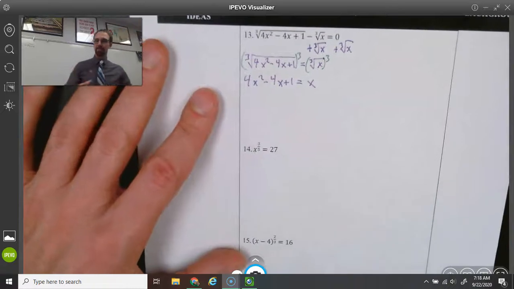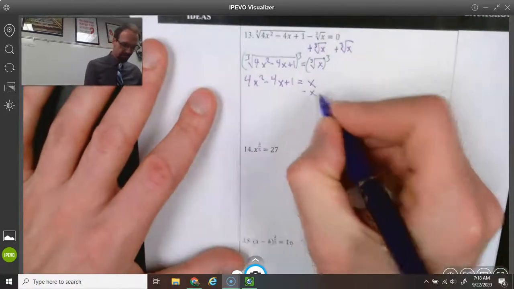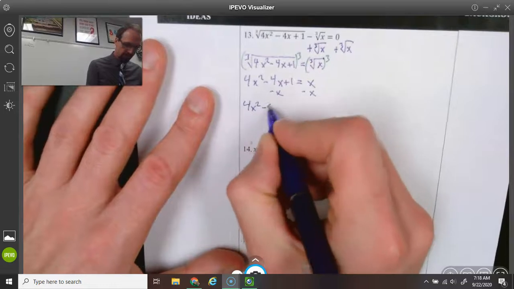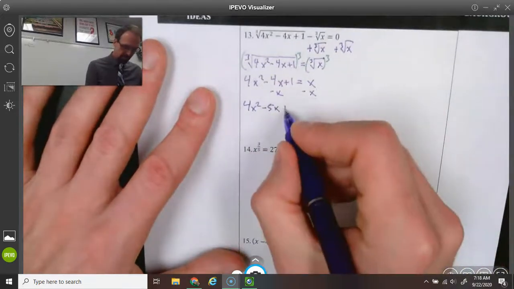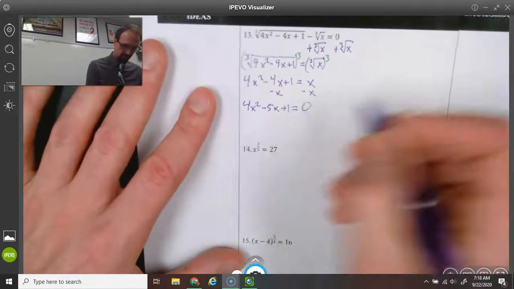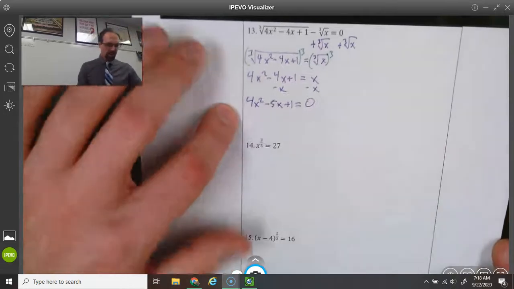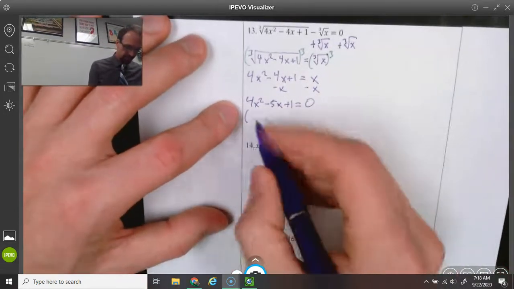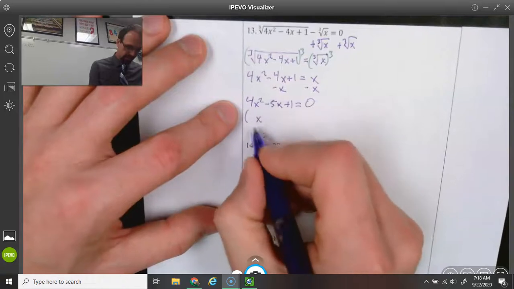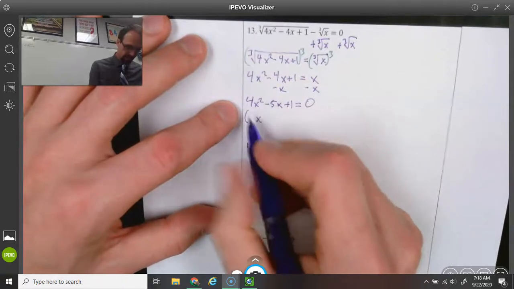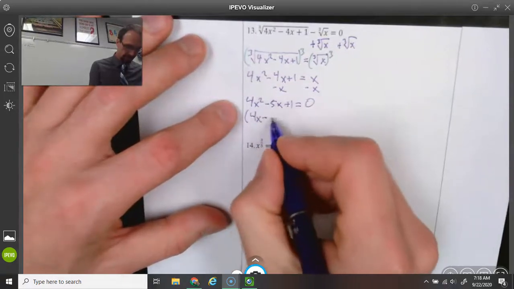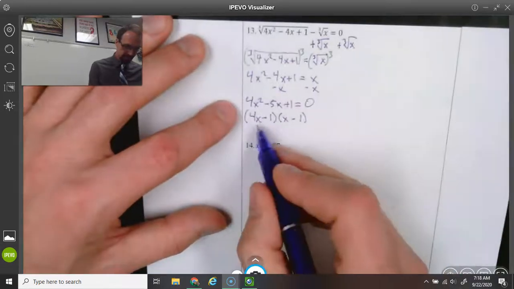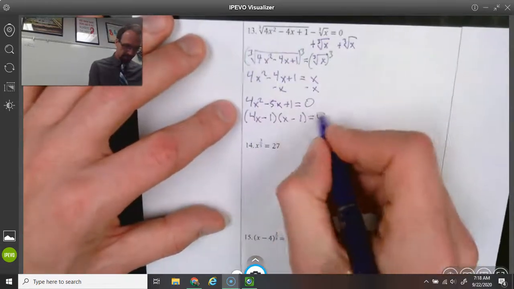Get everything by itself, so I'm going to subtract x on both sides. So I have 4x squared minus 5x plus 1 is equal to 0. Now let's find my two values. They're both going to be minus, minus. Looks like I'm probably going to go with a 4x minus 1 and then an x minus 1. Let's see if that works. Yep, looks like that's going to work.